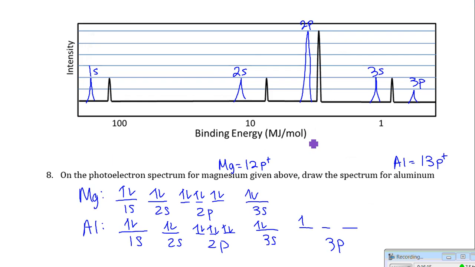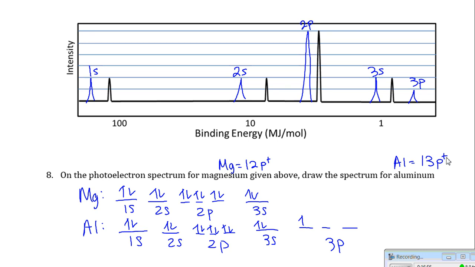All right, on the photoelectron spectrum for magnesium given above, draw the spectrum for aluminum. So I have here the electron configuration for magnesium as well as for aluminum. So aluminum's peaks are going to be further to the left than magnesium's peaks because aluminum has an atomic nuclear charge of 13 protons, whereas magnesium only has 12 protons. So the nuclear charge is greater in aluminum than it is in magnesium. The greater the nuclear charge, the higher the binding energy at each peak.